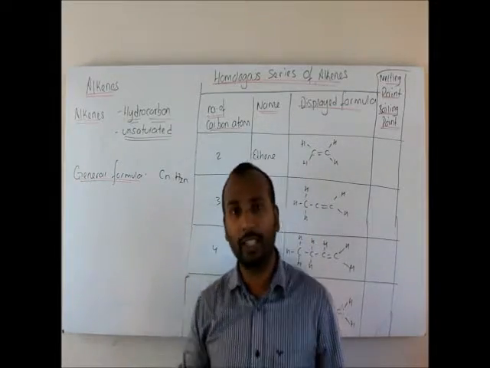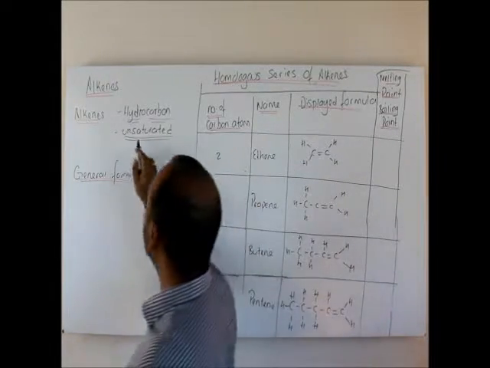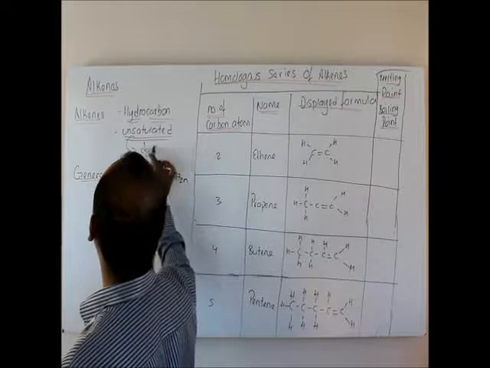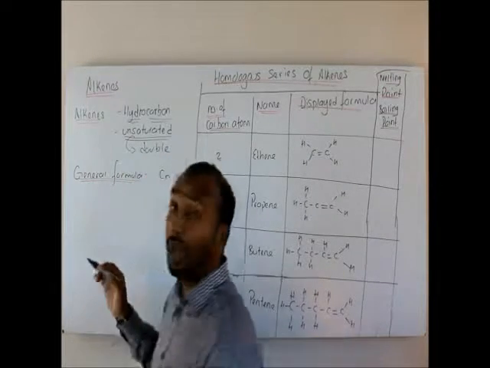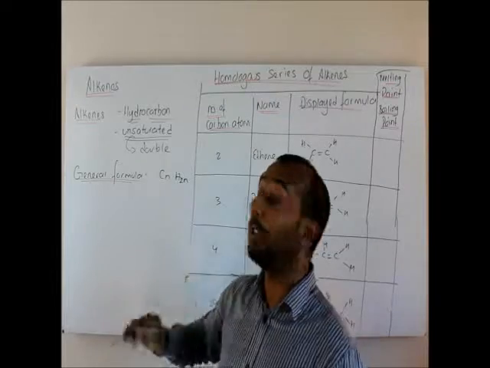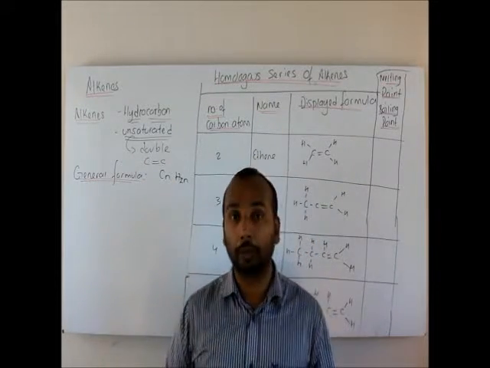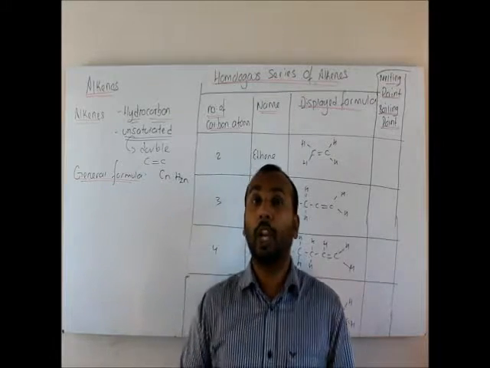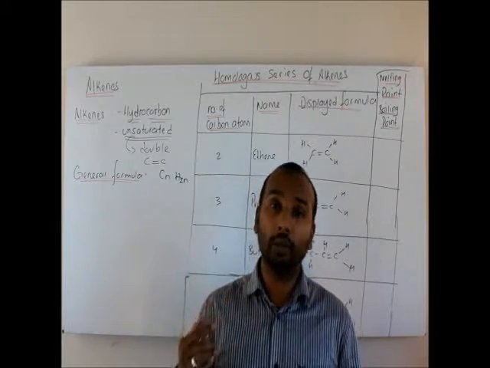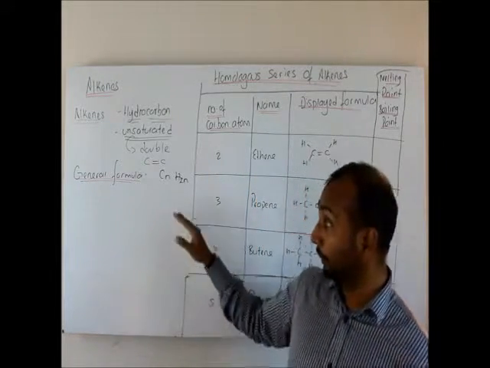Now, what's the meaning of unsaturated? Unsaturated means that they contain a double bond. Now, where is the double bond? The double bond is between two carbon atoms. Between two carbon atoms, you need to have a double bond. Now, how many double bonds? You need to have a minimum of one double bond for our syllabus.